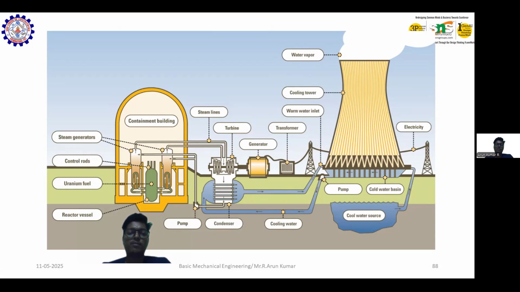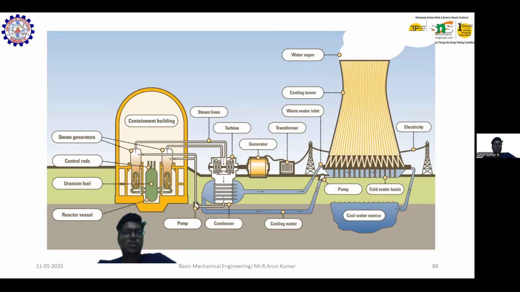Once this process goes on continuously, the steam drives the steam turbine, the turbine is connected to a generator, and then the generator and transformer produce electricity. These are the processes carried out. The main purpose of the cooling tower is that a large amount of heat from the process can be extracted through the atmosphere. That is the main purpose of the cooling water.